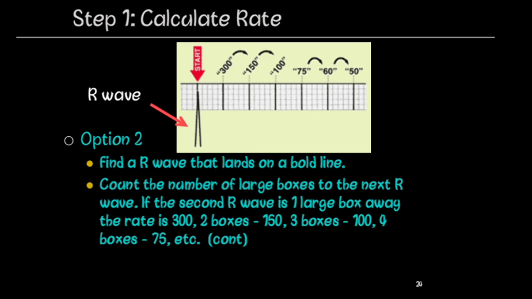Now let's talk about the last technique of calculating the heart rate. Here we find an R wave located on or near a heavy vertical line. Proceeding to the left of that R wave, for each subsequent heavy vertical line, assign the following numbers: 300 for the first heavy line encountered, and 150 for the next, followed by 100, 75, 60, 50, and then 42.